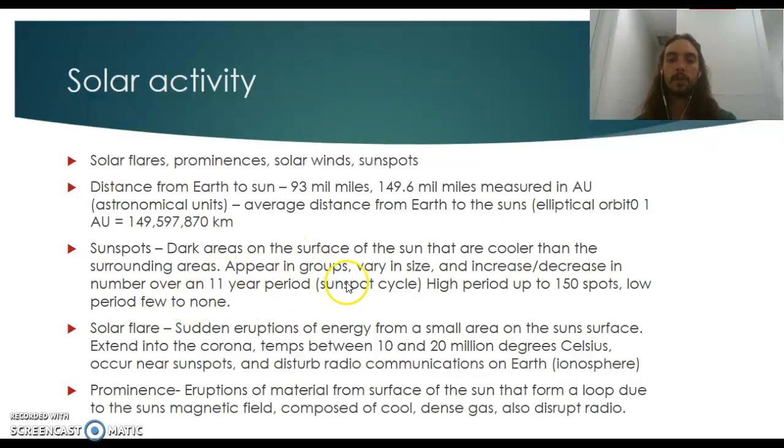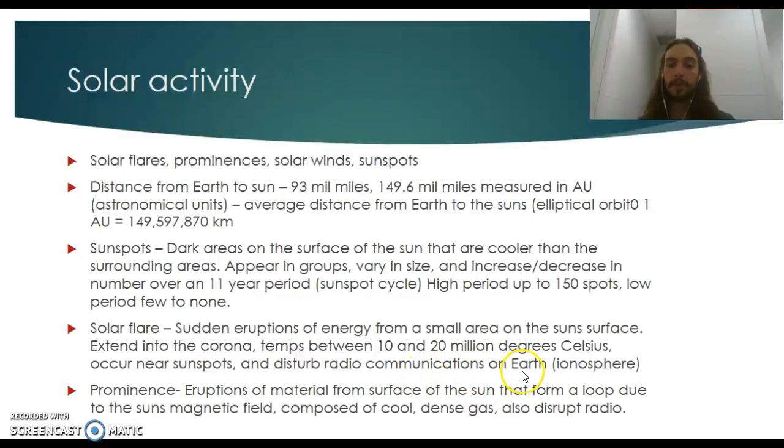Some people think this has a correlation to the Earth's temperature, but there's not a lot of data yet to show a correlation. So then we've got solar flares, which are sudden eruptions of energy from a small area on the sun's surface. They extend into the corona, and they have temps between 10 and 20 million degrees Celsius. A quiz question is going to ask you, how do we send a probe to look at solar flares? Well, you're going to need a probe to be able to withstand 20 million degrees Celsius heat. That's how. They occur near sunspots, so right around those sunspots, you're going to see solar flares emanating around them.